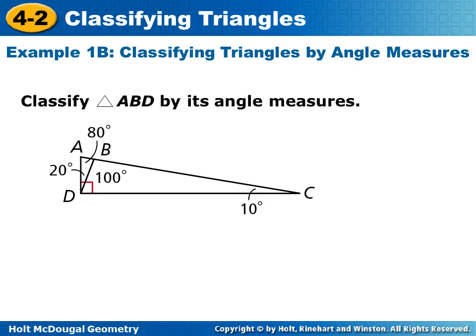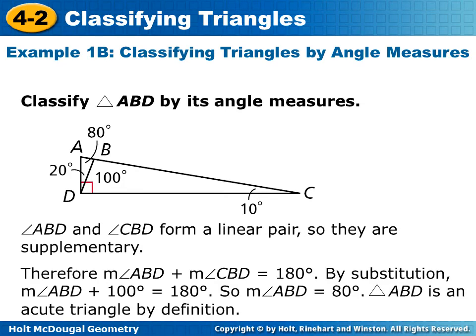Let's look at this one. Triangle ABD has angles of 80, 20, and another 80. So this is an acute triangle because you have two 80-degree measures and one 20-degree measure.